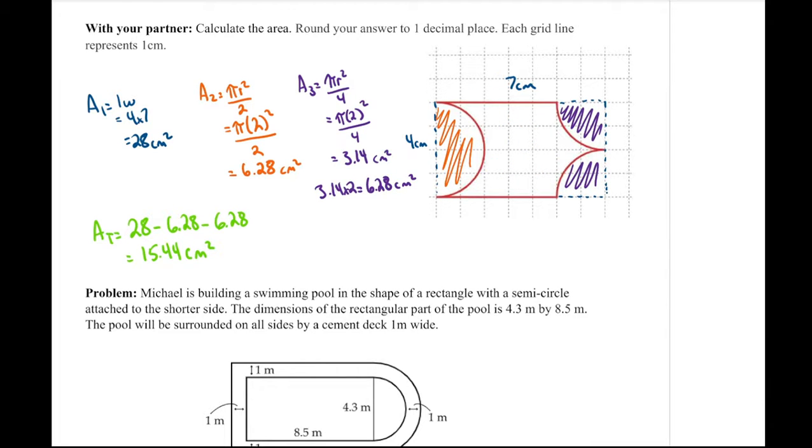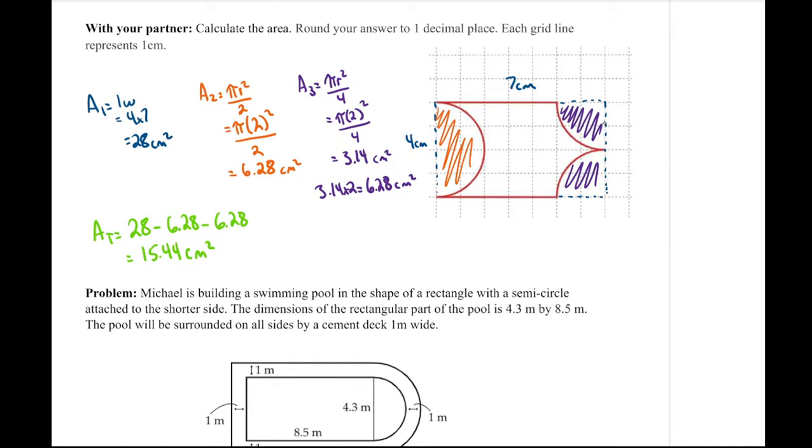What I then did is I realized that I had to subtract a half circle and 2 quarter circles. So I figured out the area of the half circle by using the radius in the formula, and I figured out the area of an individual quarter circle by dividing by 4 this time, still using the same radius of 2, and then I multiplied my final answer by 2 because I have 2 quarter circles.